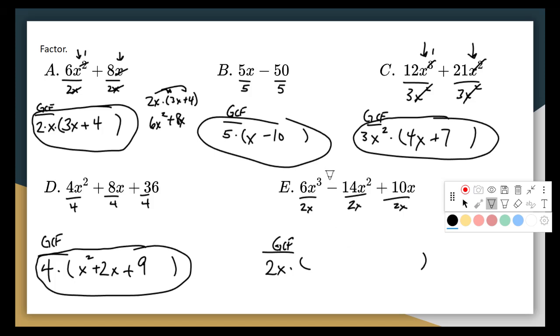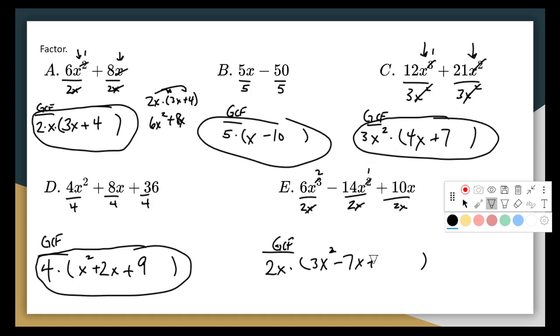And then I'm going to divide by 2x and see what's left. 6 divided by 2 is 3. 3 powers of x up top. I took 1 away. 2 will remain. Negative 14 over 2 is negative 7. 2 powers of x up top. I took 1 away. 1 is left.